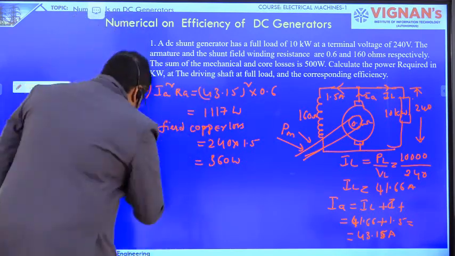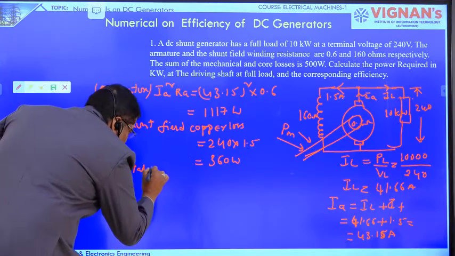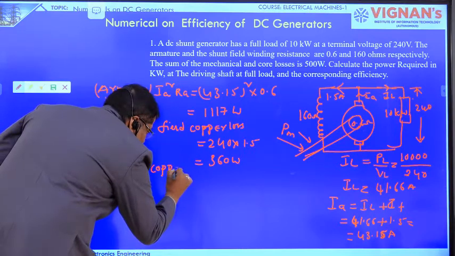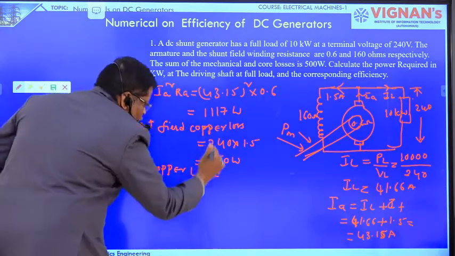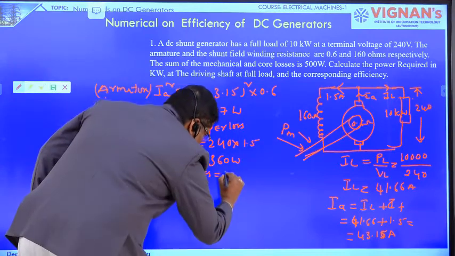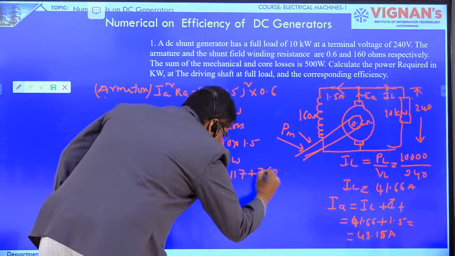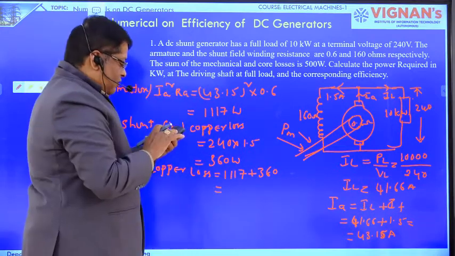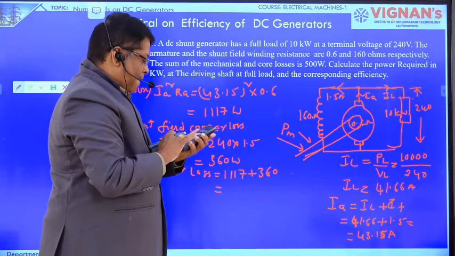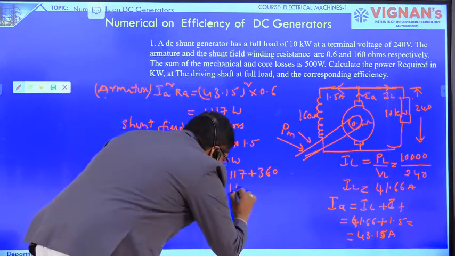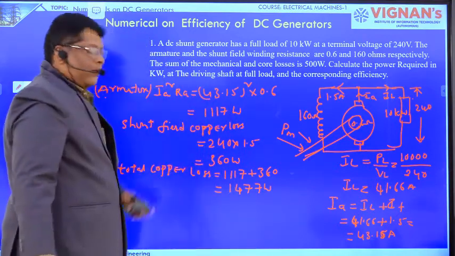Total copper loss equals the sum of these two values. If we add these two values, 1117 plus 360, you get 1477 watts. This is the total copper loss.